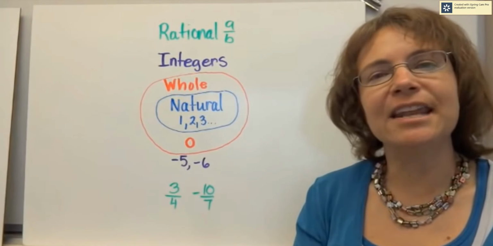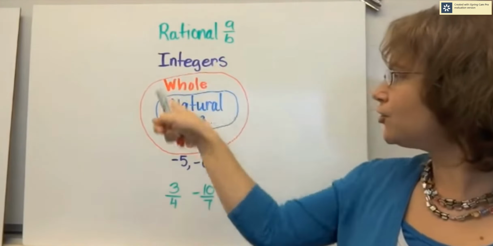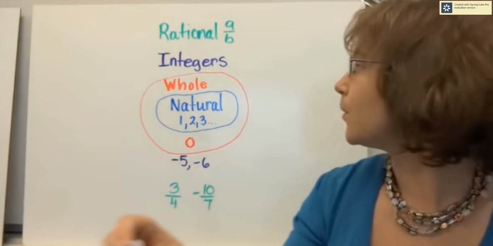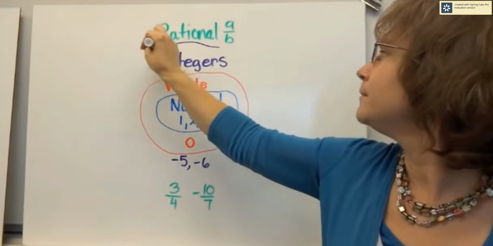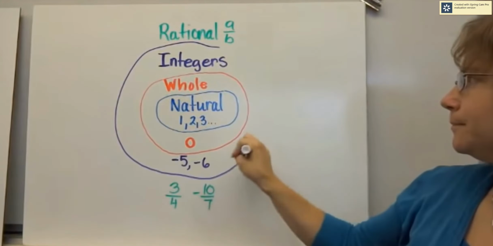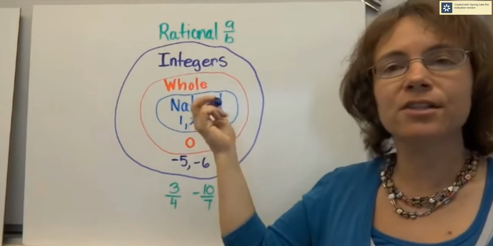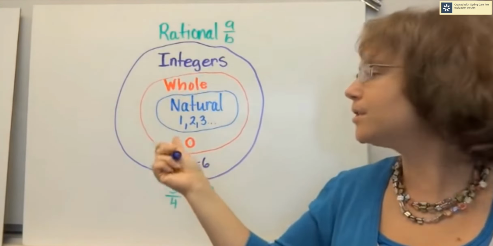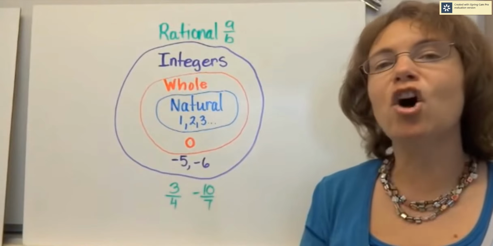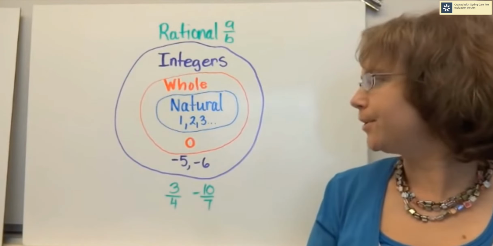Integers include negative numbers and also 0. So integers include all of those numbers as well. So let's put a circle around there. Integers include all of the whole numbers, so it's got 0 in there, the natural numbers, which are in the whole numbers, and all of the negatives of those numbers.